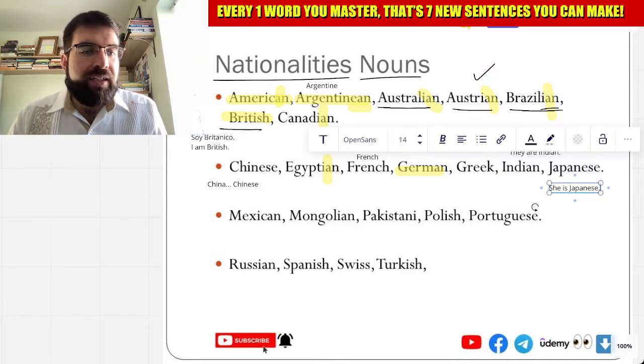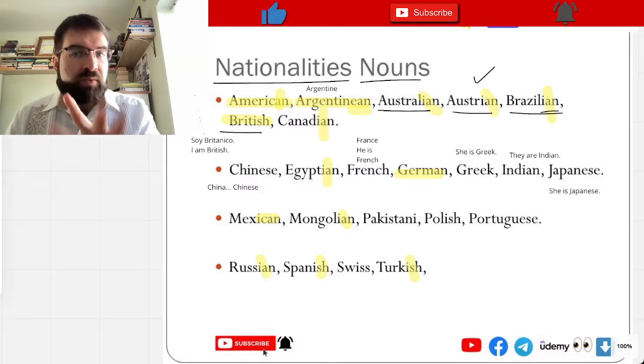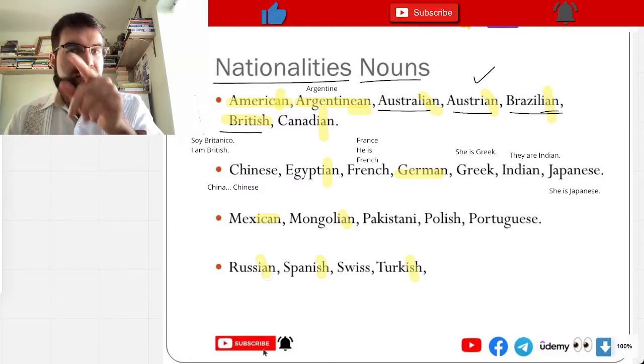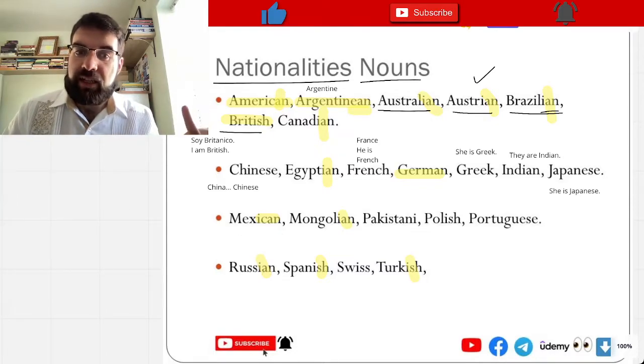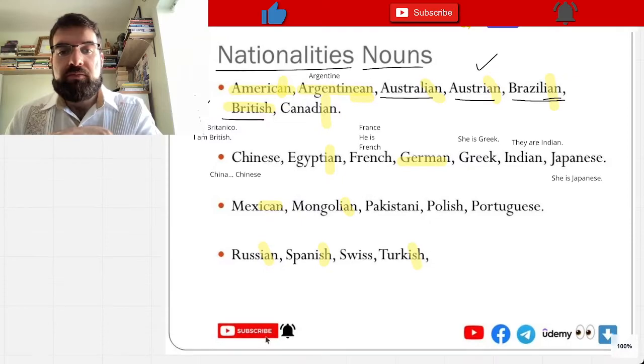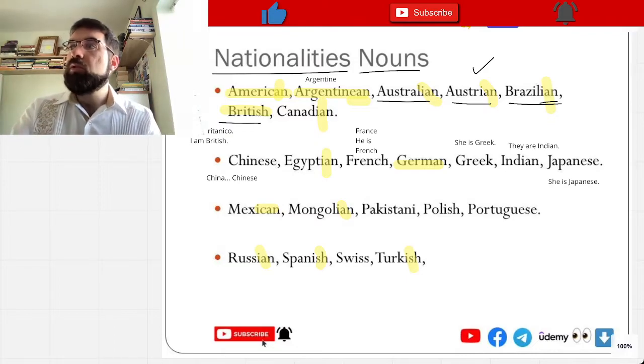Mexican. Otra vez. I-A-N or I-C-A-N. Ah, diferente. I-S-H. Hay unas normas. Necesitas seguir. Mexico, mexicano. Mexican. Or Mongol. Mongolian.